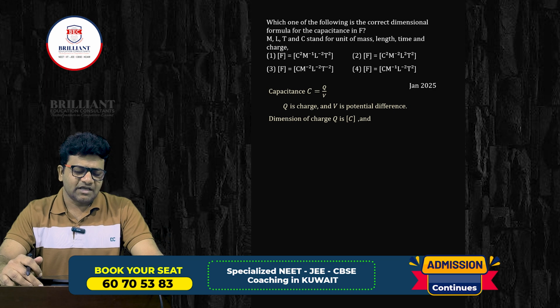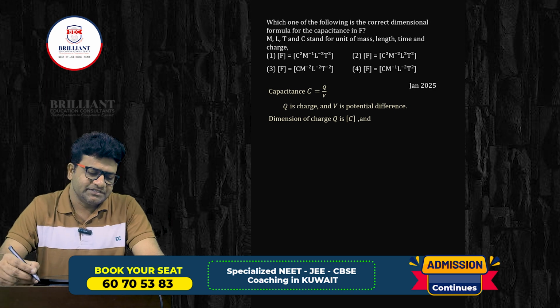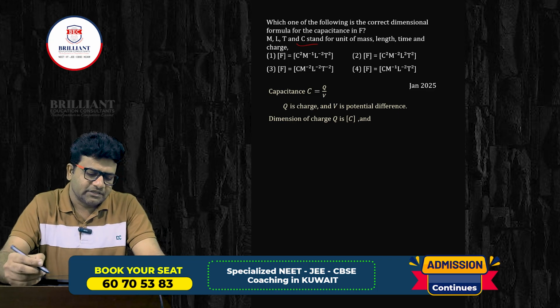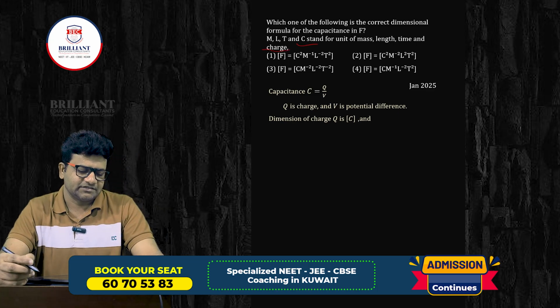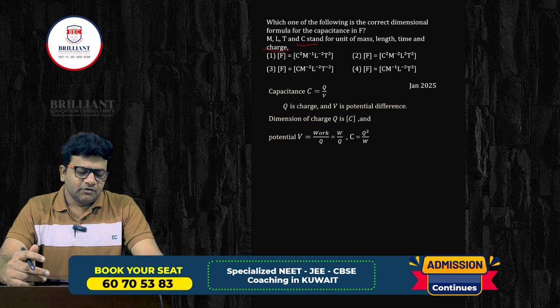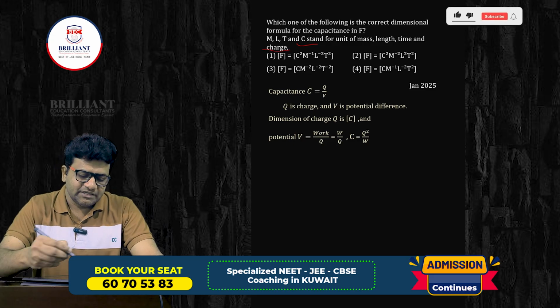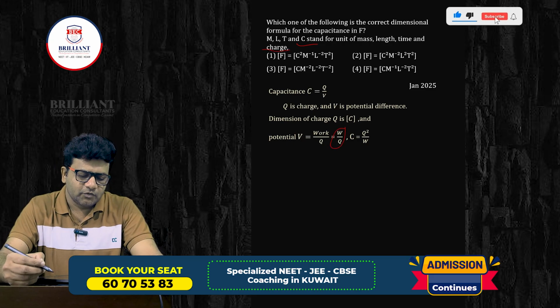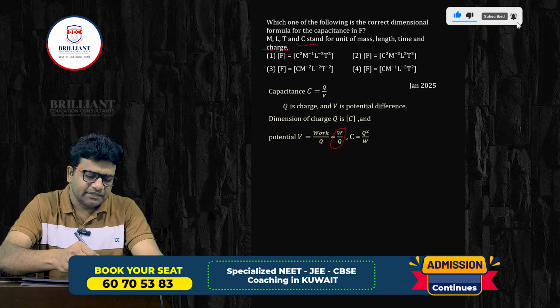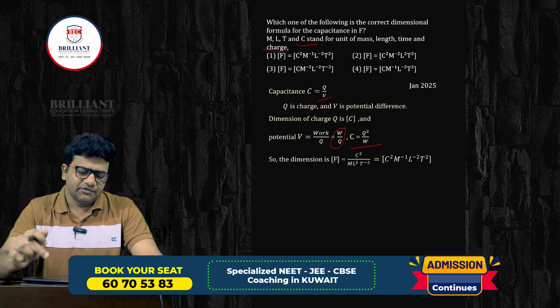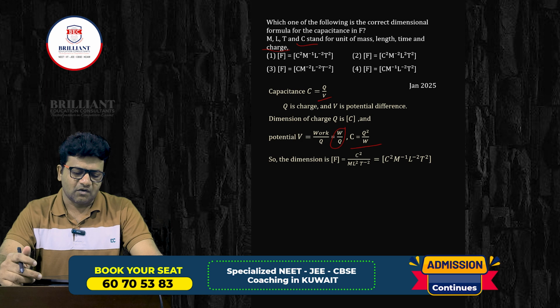The dimension of charge Q is C. In the question, C is given to stand for charge. We know the equation of potential, V is equal to work by charge, that is W by Q. If this equation W by Q is substituted in Q by V, we get C equal to Q square by W. Then we have to apply the dimensions on each term.